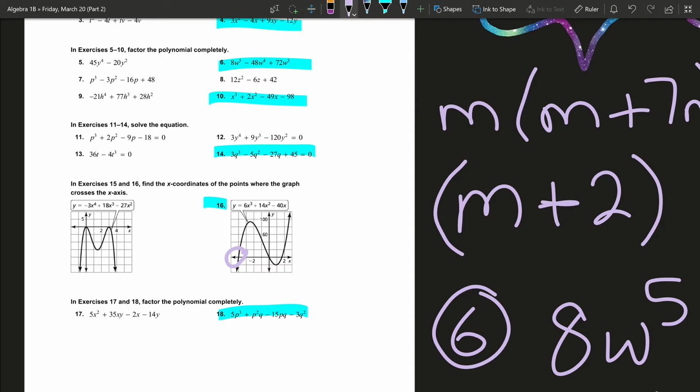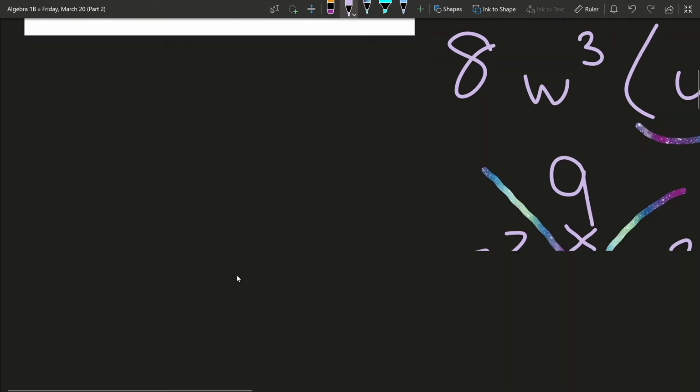So anytime our graph crosses the x-axis, that's going to be our answer. So we have one answer there, one answer there, but we can't tell what the last point is. So we're going to need to use our equation to figure this out. Let's do this over here. So this will be number 16.